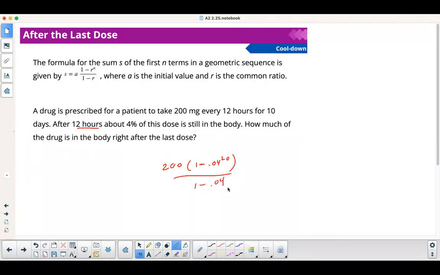So go ahead, type that into your calculator. You should get approximately, I had to round, 208.33 milligrams.